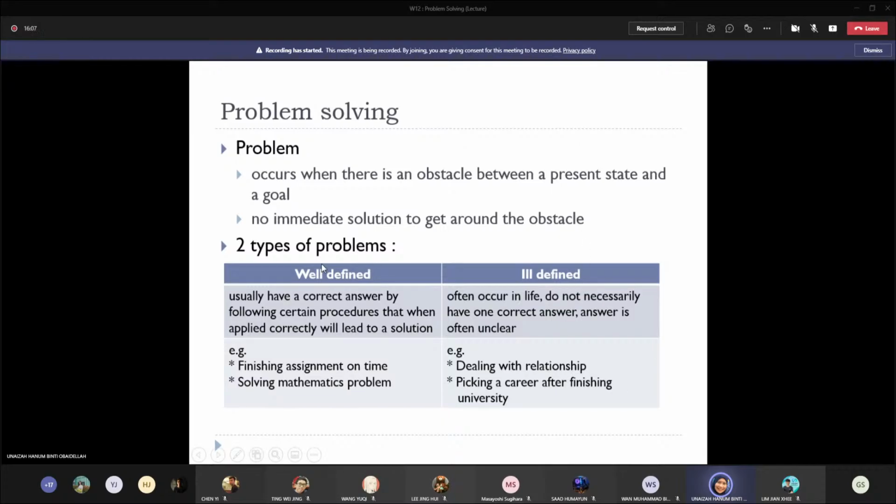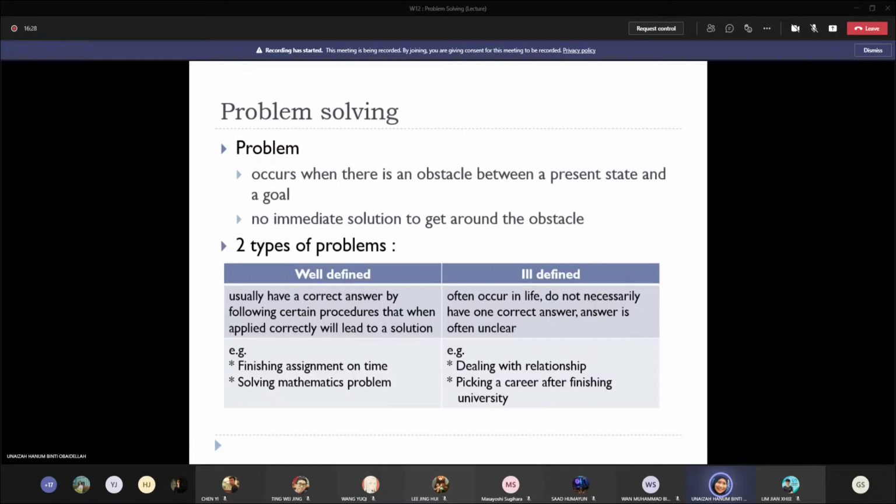A well-defined problem is when you know there is a problem, such as finishing an assignment or solving a math problem. You know that if you put in effort, if you kind of know what to do, eventually you will come to a solution, you will reach your goal. So this is well defined because there's a rule to solve this problem.